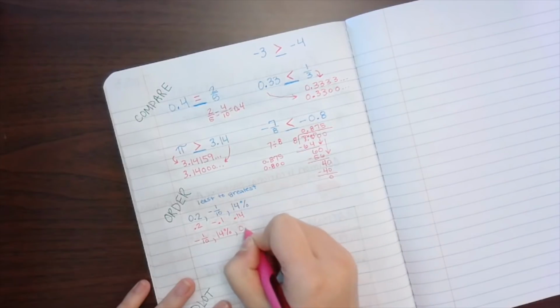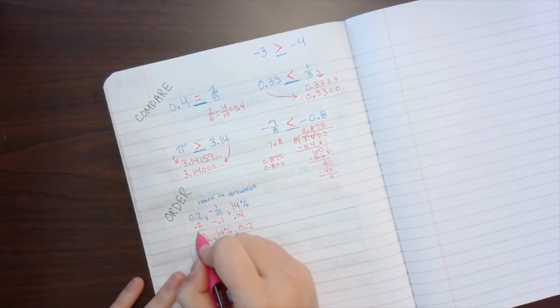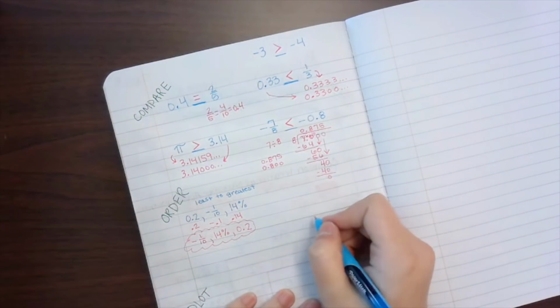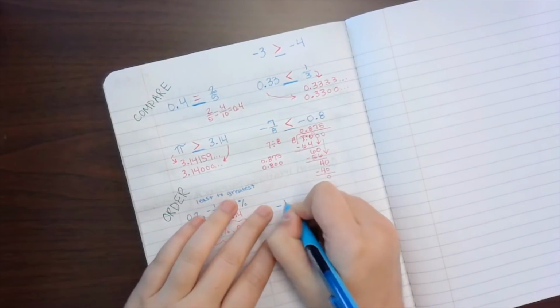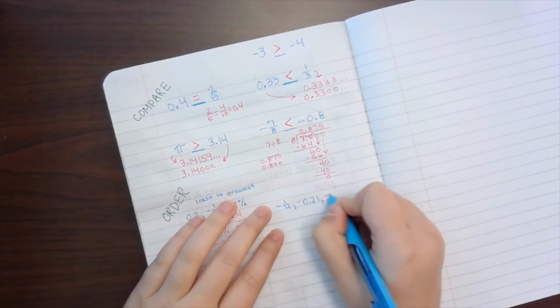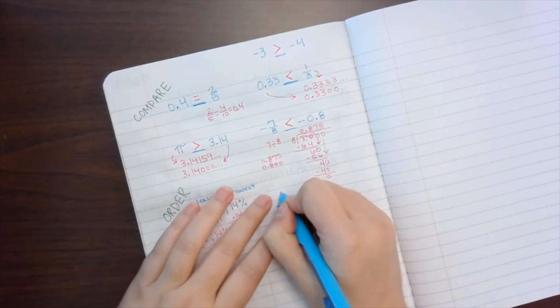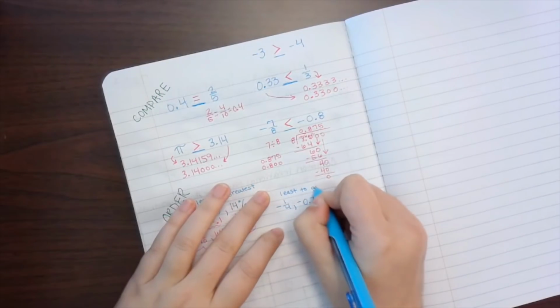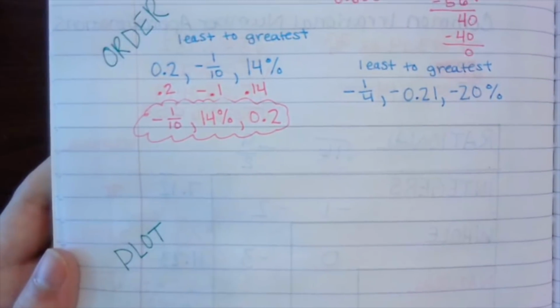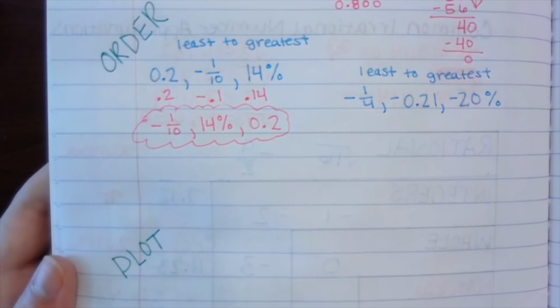I will write it as it originally was. Then 14%, then 0.2, with 0.2 being the largest. Try another set on your own. Order the following numbers from least to greatest: -1/4, -0.21, and -20%. When you finish, check your answer with a partner.